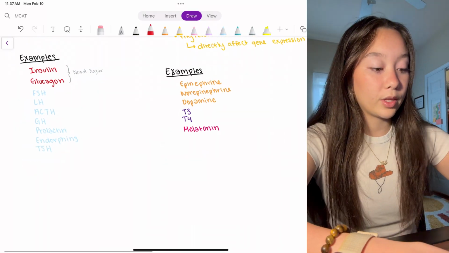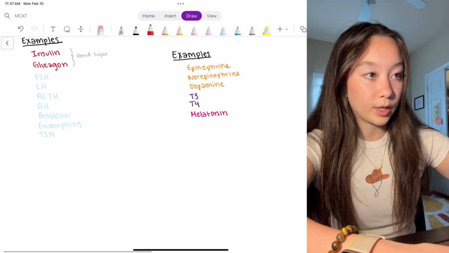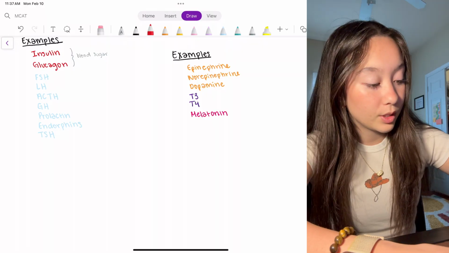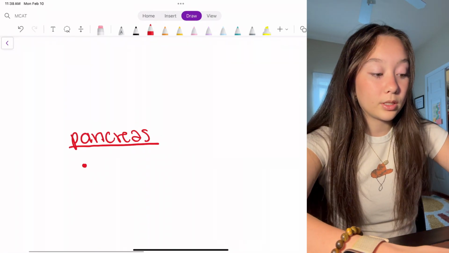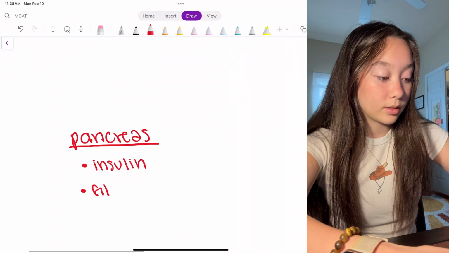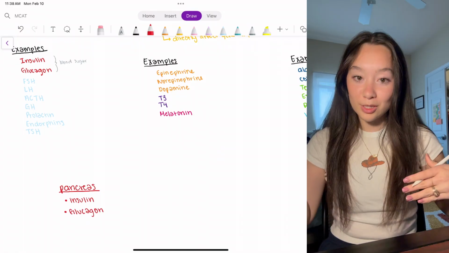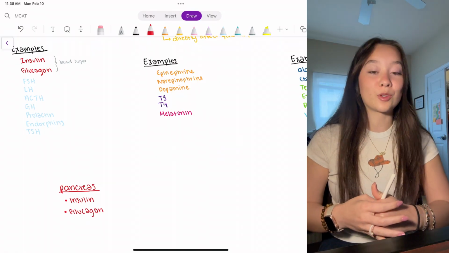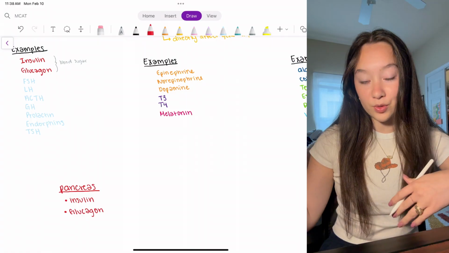Starting off with insulin and glucagon. These are going to be your pancreatic hormones, your pancreas hormones, insulin and glucagon. I don't really have a fun mnemonic to remember this one. Just know that these are the ones that mostly affect the glycolysis pathway, and I have videos going over that.